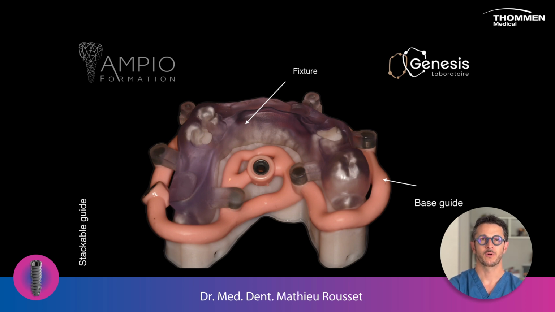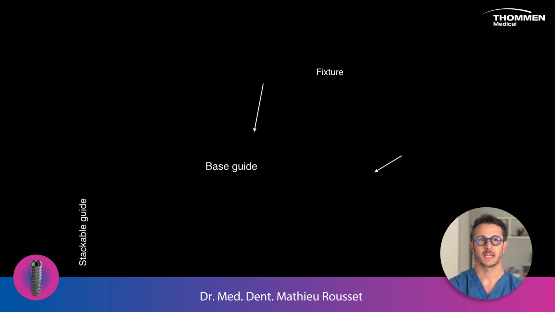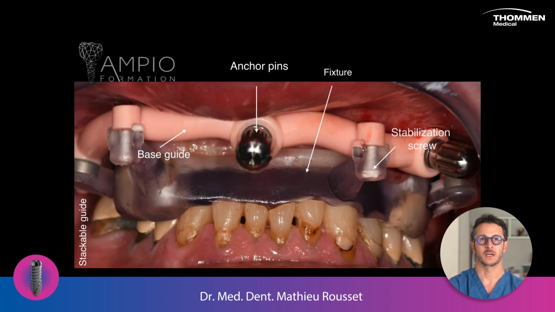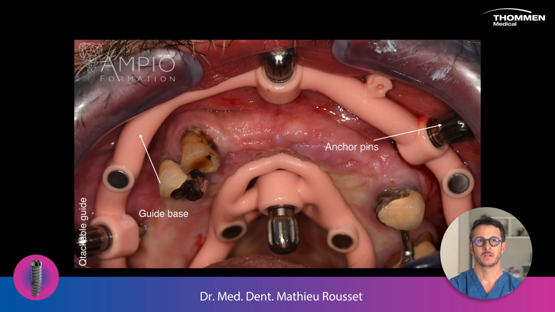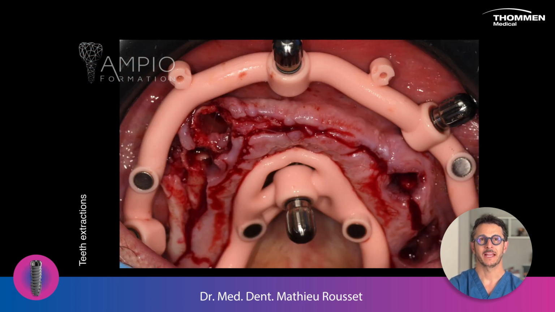The prosthetist will provide a stackable guide divided in 3 parts: a position guide, a base guide, and a drilling guide. First of all, we position the base guide using the position guide. In this case, the base guide is stabilized using 4 anchor pins. The flap is made and the teeth are extracted.